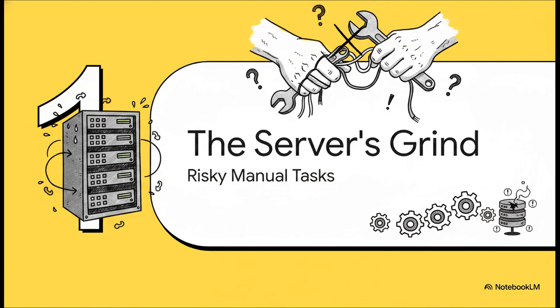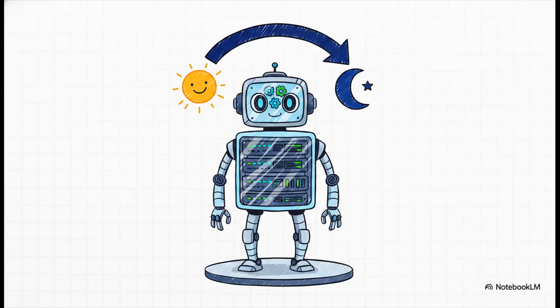And look, it isn't just that these manual tasks are boring and take up your time. The real problem is that they're risky. Humans forget things. We make mistakes. And when your critical systems depend on someone remembering to do a manual check, well, that's just a recipe for disaster. So what's the solution?